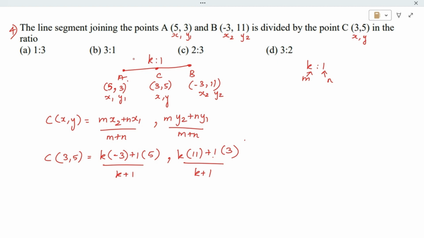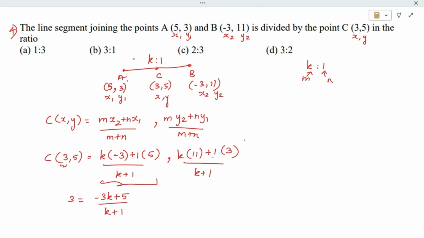Now, since I know the x coordinate and y coordinate on both the sides, I'm equating the x coordinate with the x value. That is, 3 is equal to k times minus 3 is minus 3k, plus 1 times 5 is 5, by k plus 1.